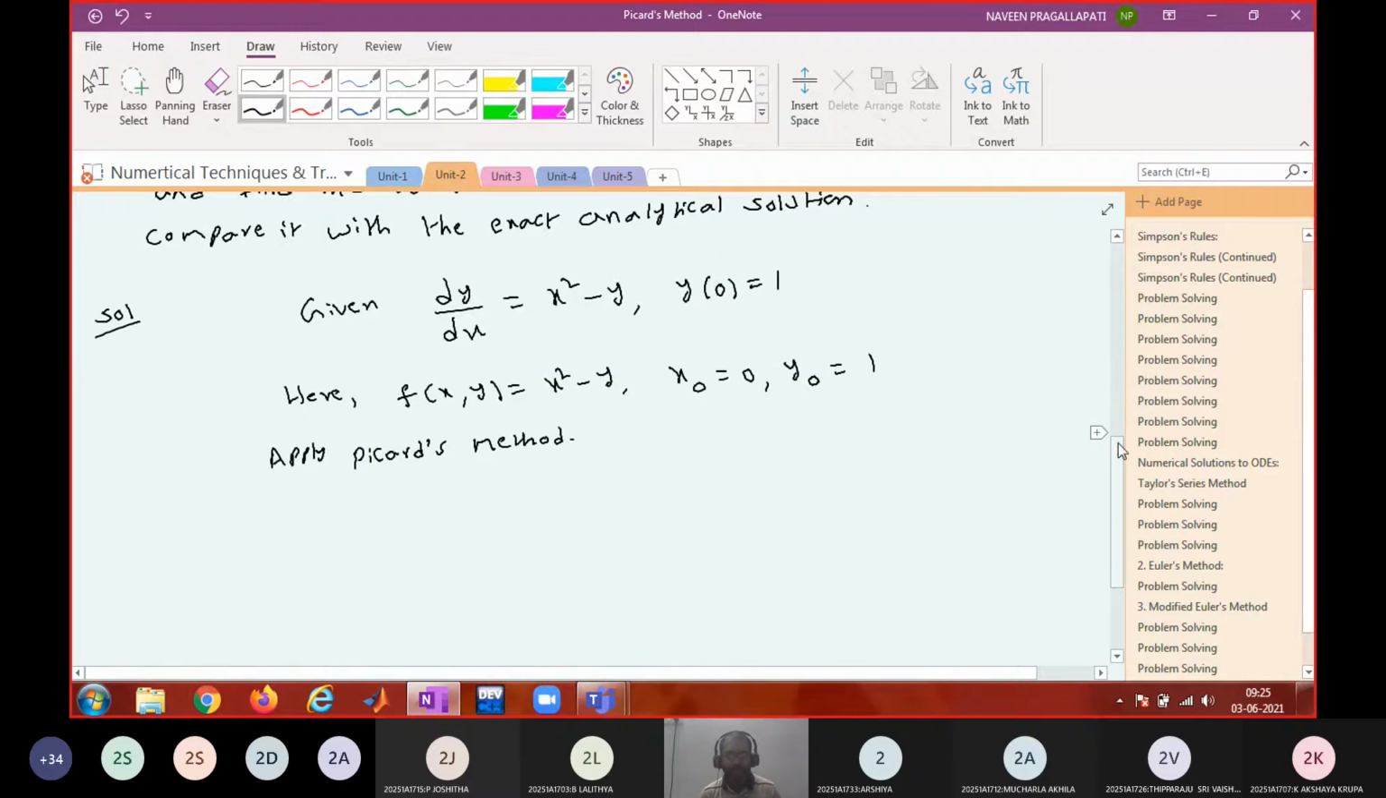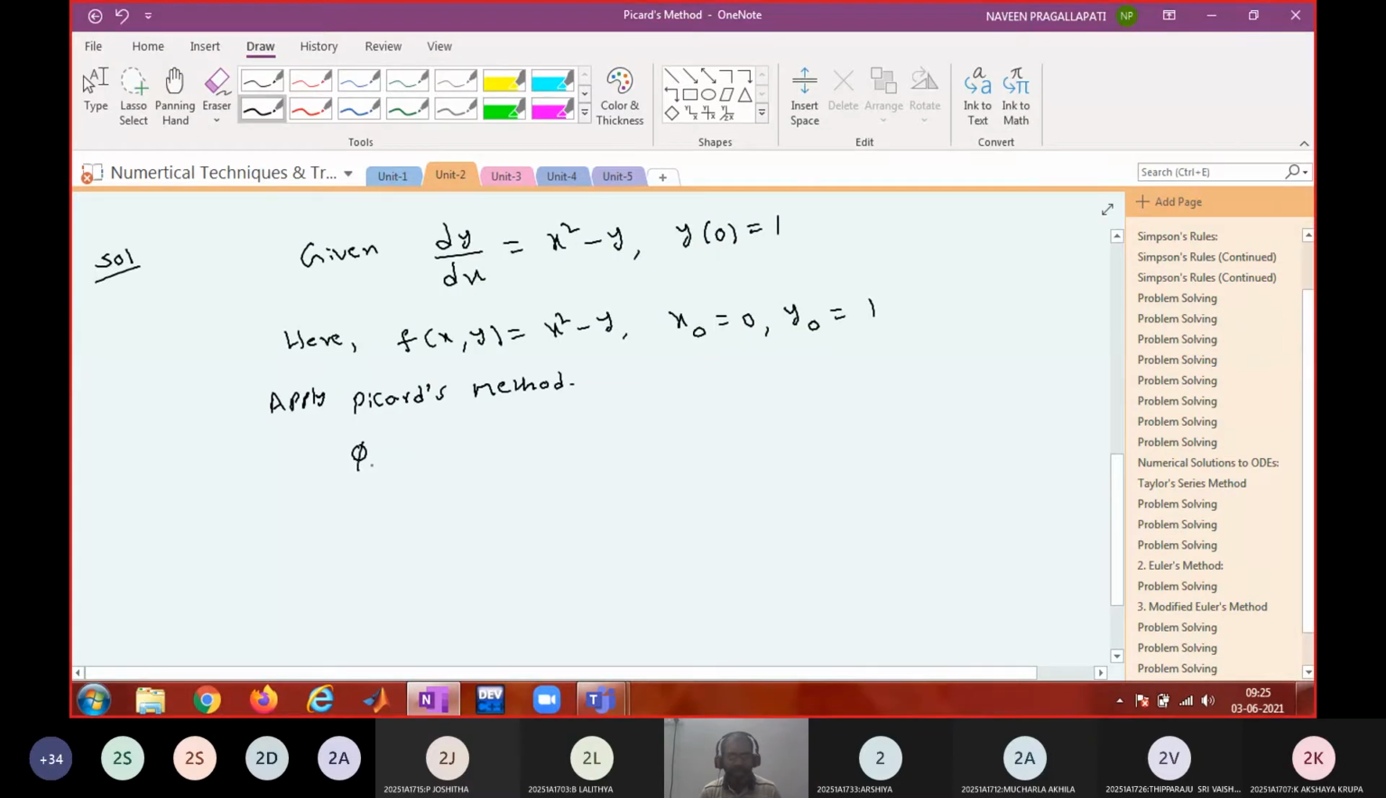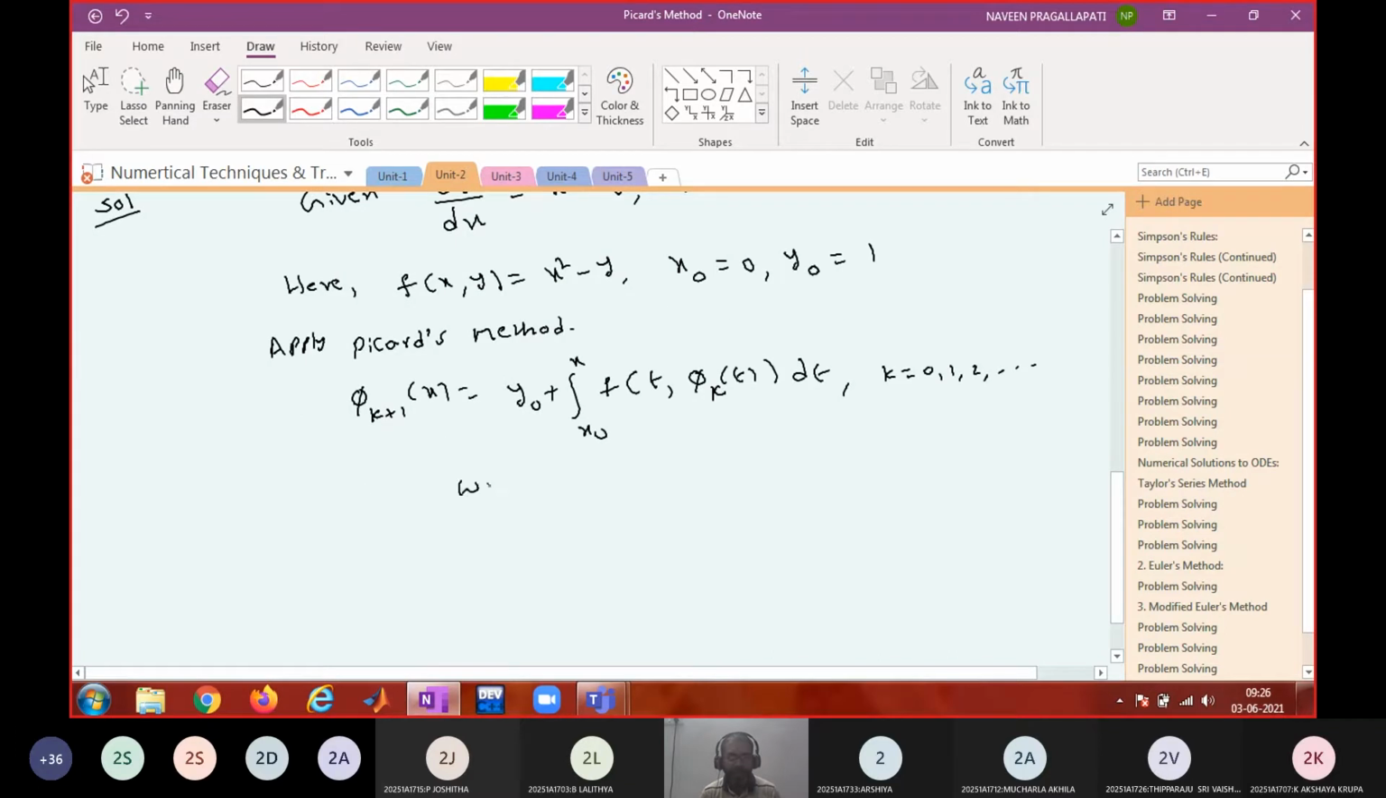Okay, so the sequence of approximation is given by phi k plus 1 equals y naught plus integral x naught to x f of t comma phi k of t dt, k equal to 0, 1, 2 and so on, with y naught of t equal to y naught equal to 1 for all t. So we got the initial approximation as a constant function, which is y naught equal to 1.